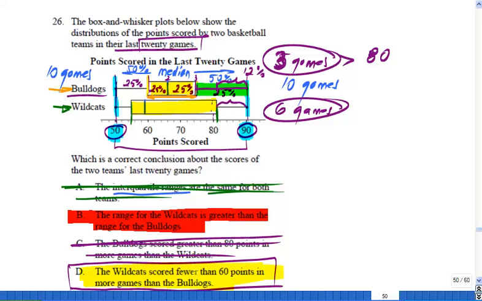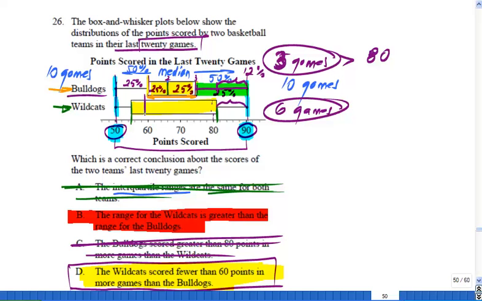And this leaves me with only one option, which better be true. This should be the right answer, but let's check. The Wildcats scored fewer than 60 points in more games than the Bulldogs, right? Fewer than 60 points in more games than the Bulldogs. And looking at the graph here, you're going to say, well, that's wrong.